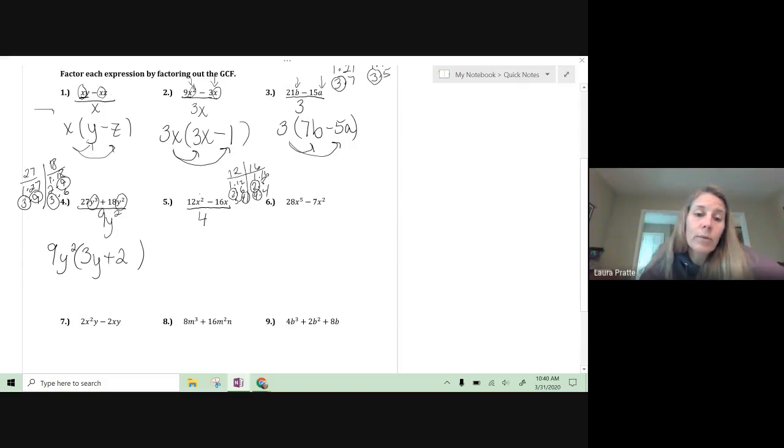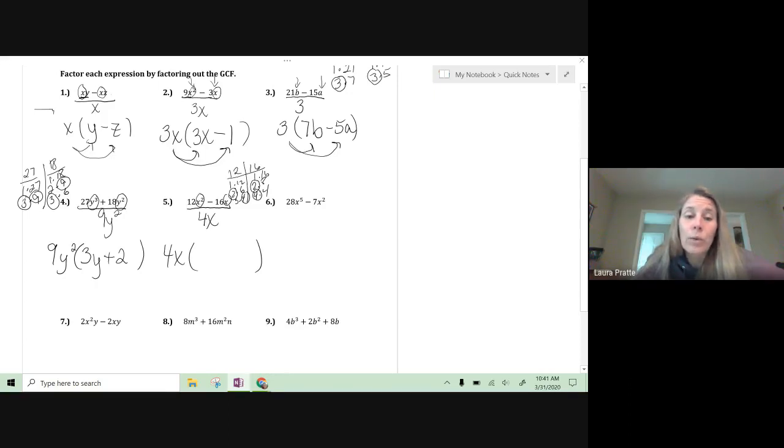Now let's look at the variables. We have an x squared and an x. So which of those is smaller? The x. So that would mean that 4x is the greatest common factor for this binomial. So now we're going to divide each of our terms by 4x.